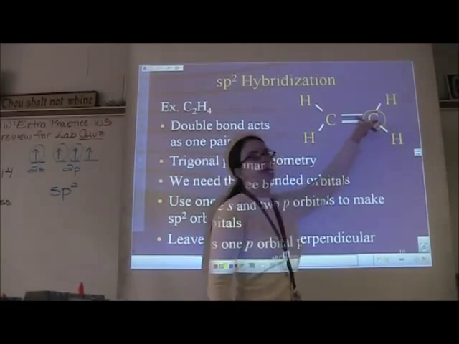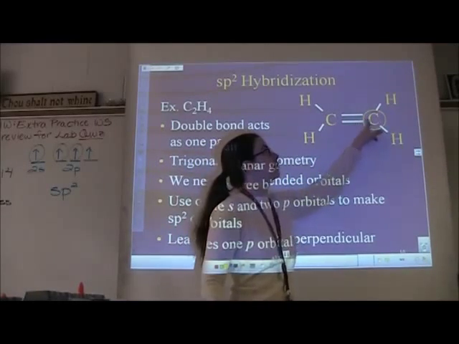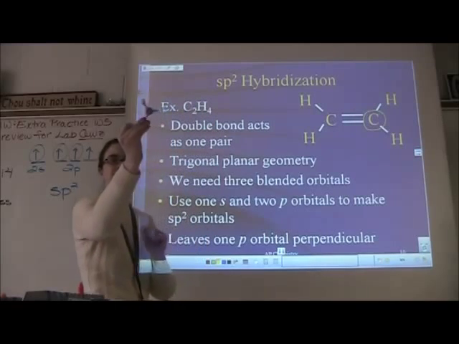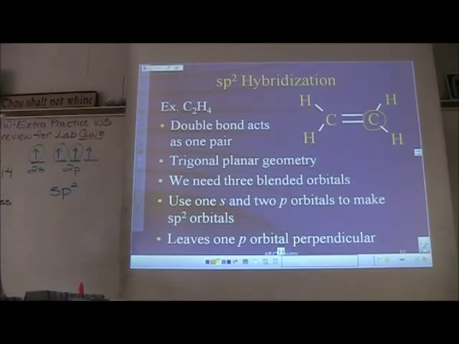Do you see the trigonal planar shape here? Just like this. What is the bond angle? Do you remember? 120. Okay. What does the word planar mean? Flat, on a plane, flat. Okay, good.